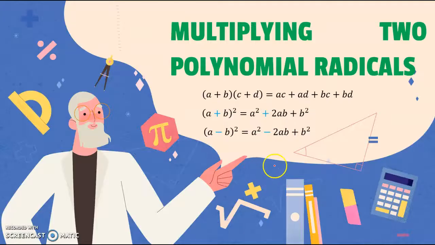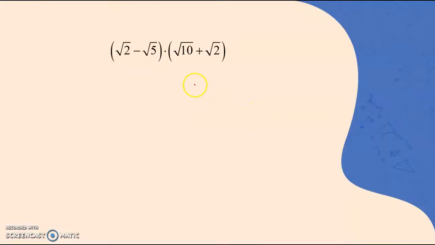Another case is when you multiply two polynomial radicals, because there are times when it looks like this: a plus b times c plus d. So this is the FOIL method. FOIL. These are the special products. We can follow these patterns when we multiply these kinds of special factors. So let's proceed to the example.